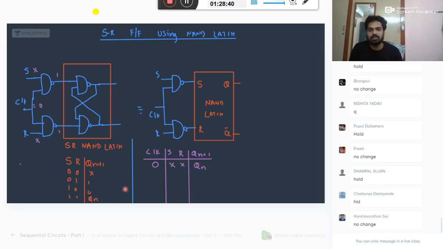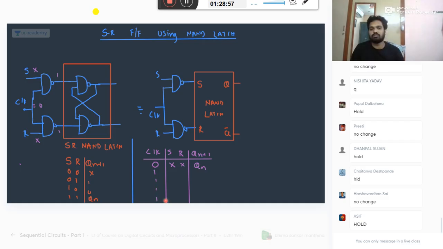So when clock is 0, the inputs can be anything, it will not read them. This is the advantage here. Clock is like a control. When it is disabled, your input will not be read by the system. If some noise occurs, it will not be read by the system. When clock is 1, now what happens?